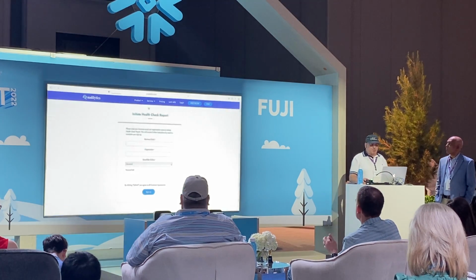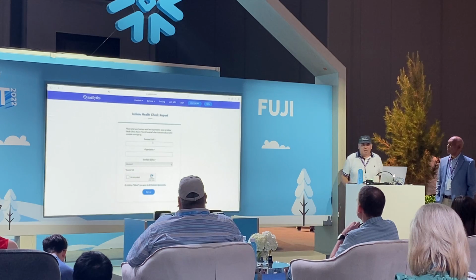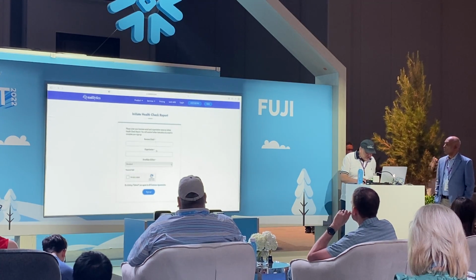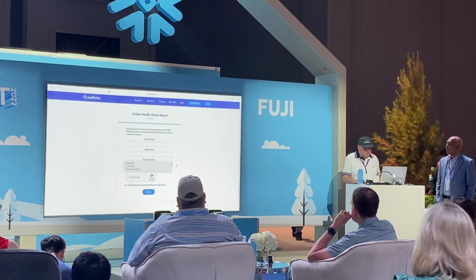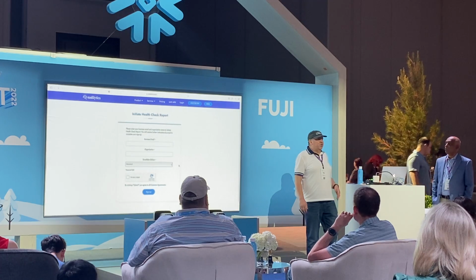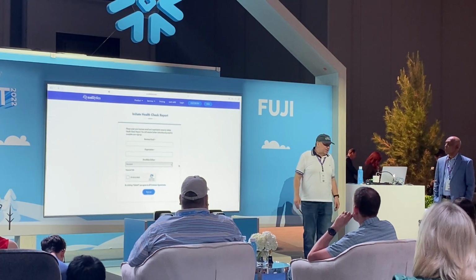Simply, you start this process. All we ask is your business email, obviously we need to filter somehow, the organization, and the Snowflake edition: is it Standard, Enterprise, Business Critical? You click the sign up button, we follow up with you immediately, and we tell you the next steps.